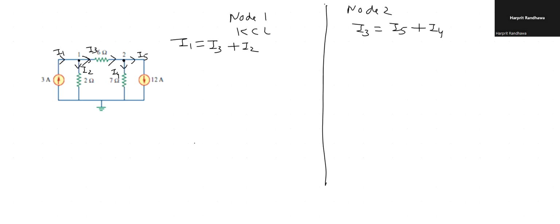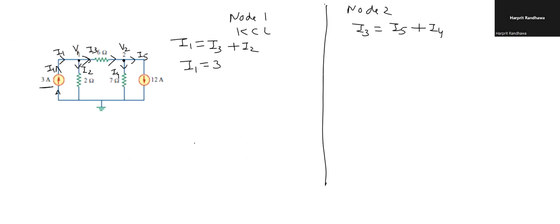Once we have written these KCL equations, the next step will be to find the values of I1, I2, I3, I4, and I5. From here, I1 is going in this direction, and I1 is the current flowing through this branch, which represents 3 ampere. So I1 is 3 ampere, I2 is the current flowing through branch 2, and I3 is the current flowing through branch 6. Let's suppose the voltage at node 1 is V1 and the voltage at node 2 is V2.